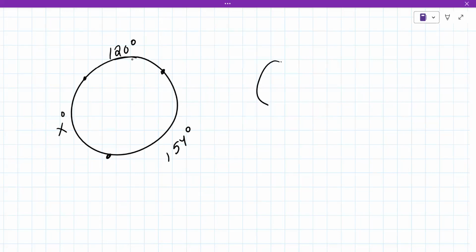What is the degree measure if you go all the way around a circle, Sourish? 360. Okay. So these 3 numbers add up to 360. So what you need to do is, let me figure that out.